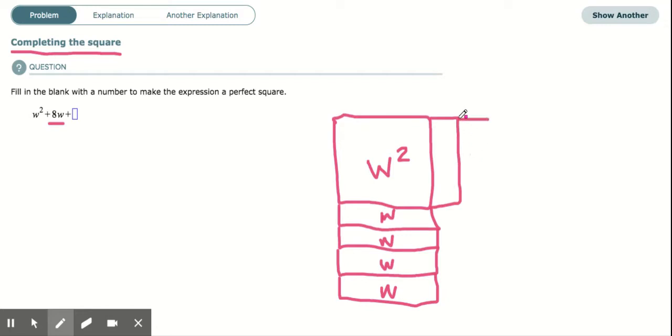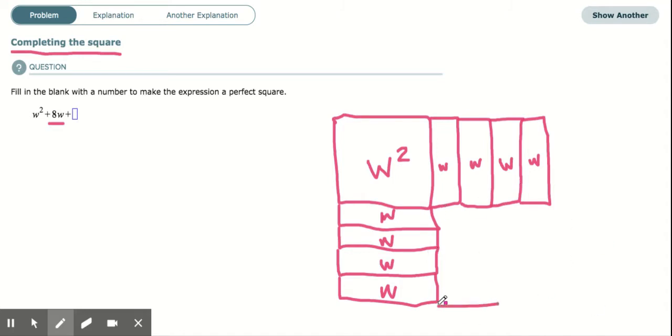And then what you would need to do is think, okay, how many more units do we need in order to fill in the blank space right here? So you have 4 w's right here, and you have 4 right there. So this represents what we have, w squared plus 8w. What you're asking is, what do we need that goes here to complete this square? What would go right there?